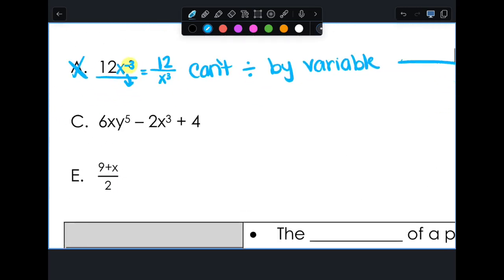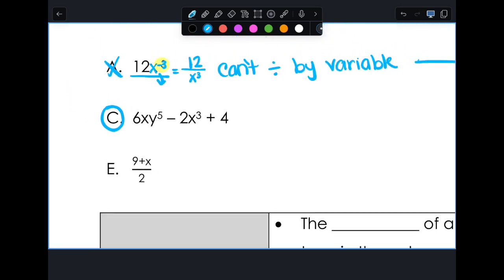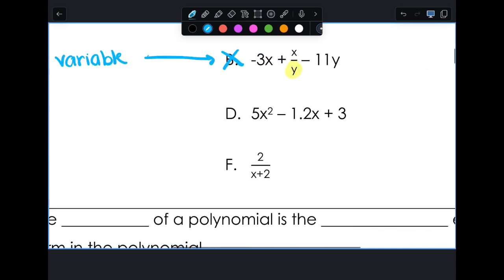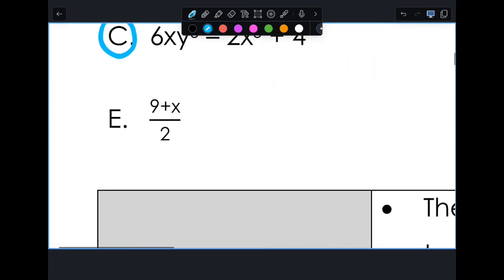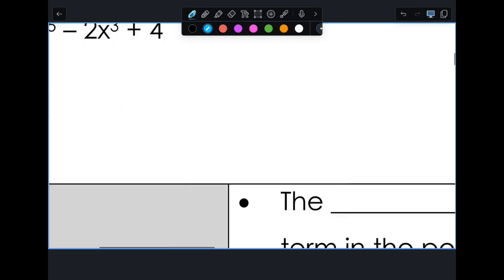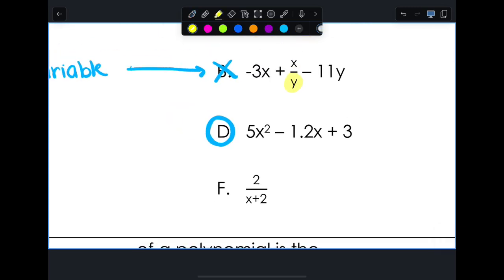Same excuse. C, is that a polynomial, yes or no? Yes, because it doesn't have a fraction with a variable at the bottom. Correct. What about D? Yes. What about E? Yes. Even though it's a fraction, there's no variable at the bottom, so this one is okay. And last, what about F? No, because you have a variable in the denominator.